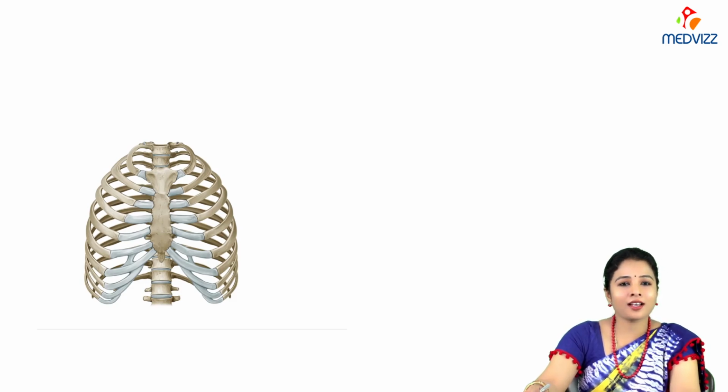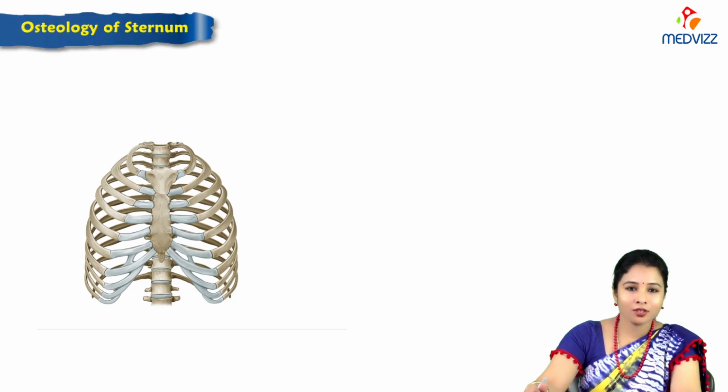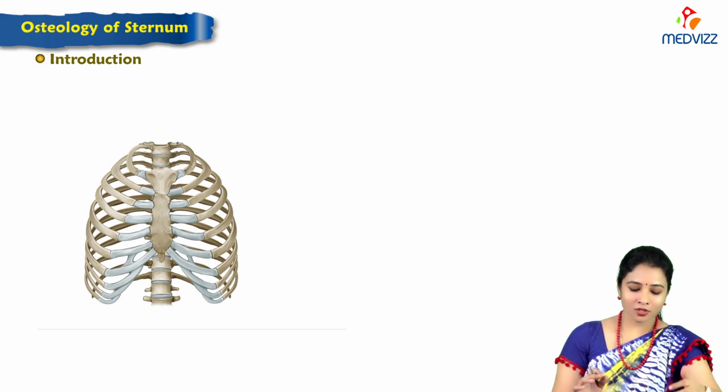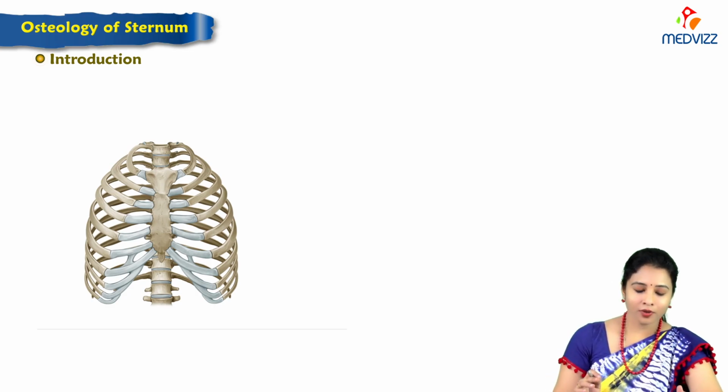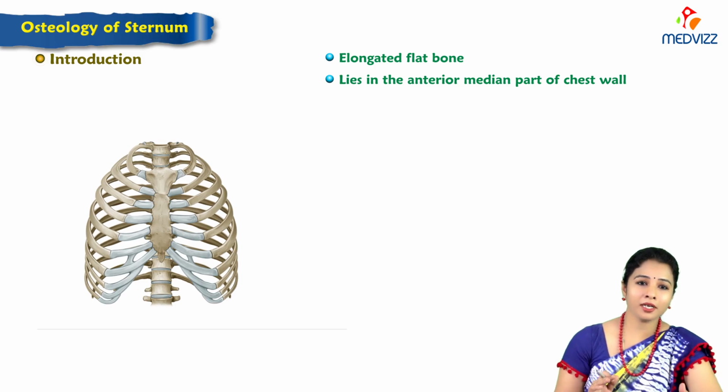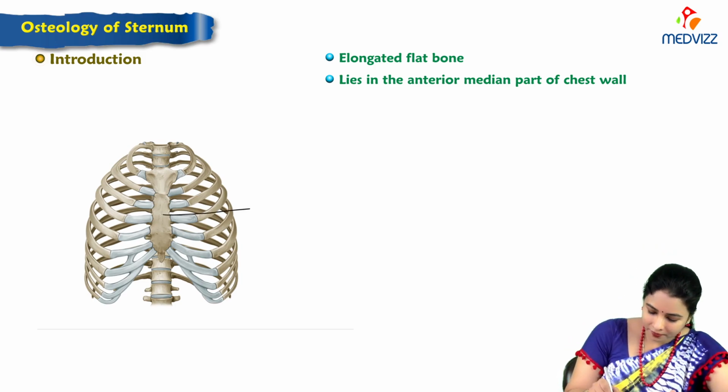Welcome to Osteology classes of thorax. In today's session, I am here to explain about sternum. So what you are seeing here in this image is the image of thoracic cage, where you can see anteriorly an elongated flat bone, which is present in the anterior median part of the chest wall, known as sternum.